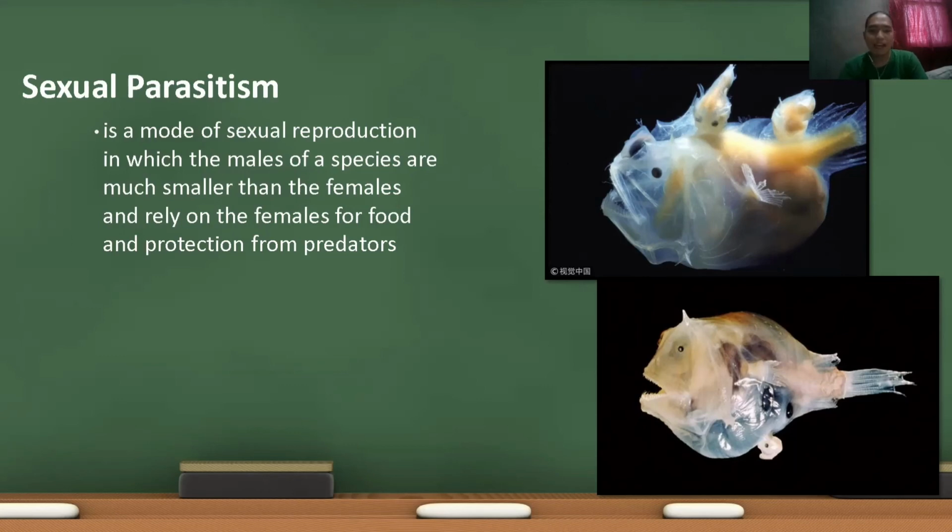So why is the anglerfish an example of sexual parasitism? Aside from the female anglerfish being much larger than the males, they are also stronger to fight off predators. As you can see in the picture, there is the female anglerfish with some male anglerfish attached. That's what you call parasitism. They are parasites because they rely on the female for food and protection from predators.